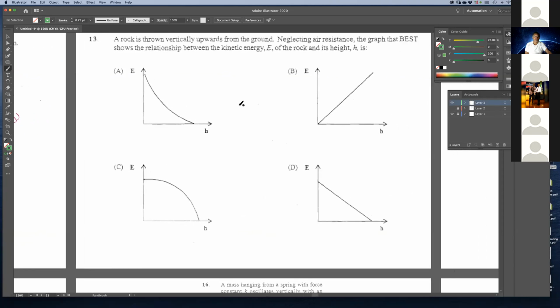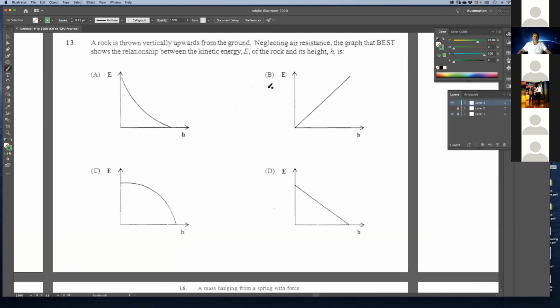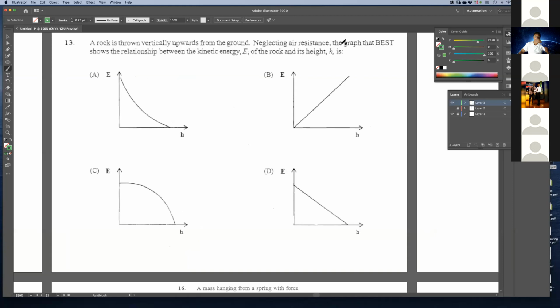Next one. A rock is thrown vertically upwards from the ground, neglecting air resistance. This graph shows the relation of kinetic energy of the rock with height. Now, if it's thrown vertically upwards from the ground, if you're pelting a stone up, it must start with maximum kinetic energy.